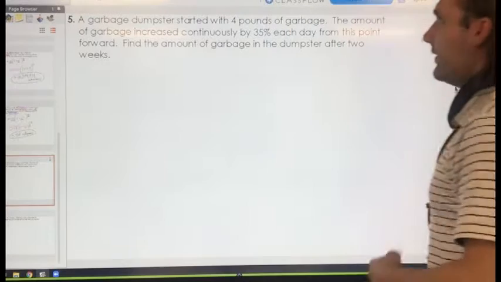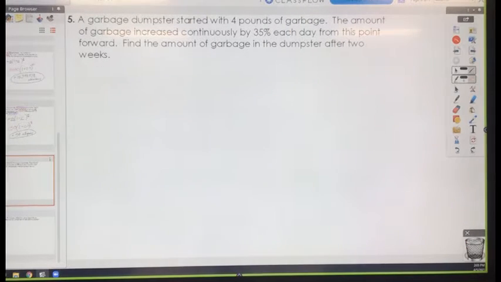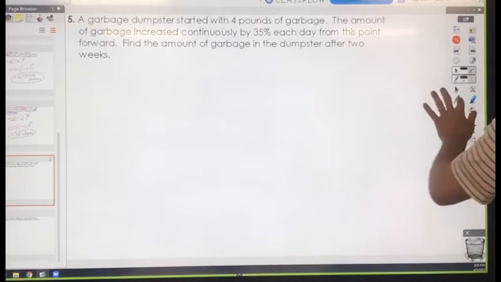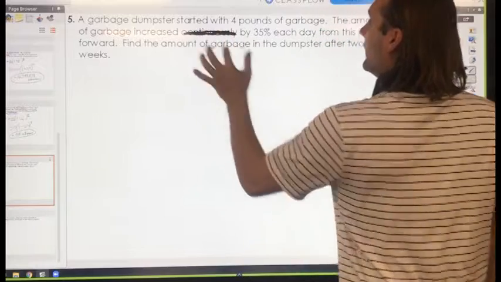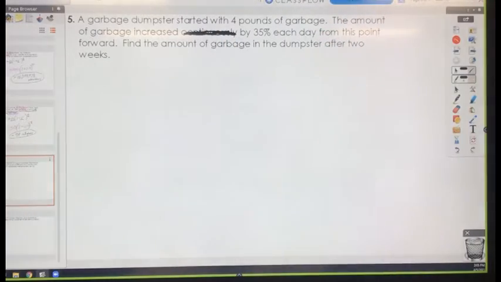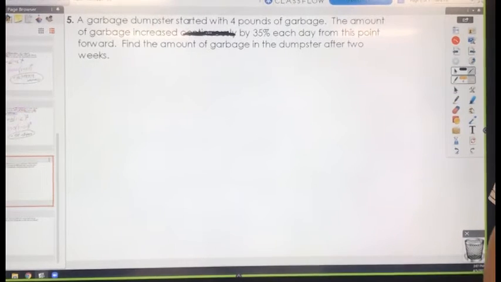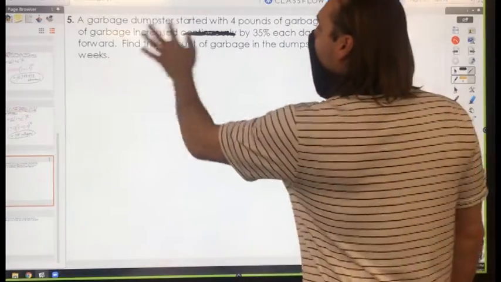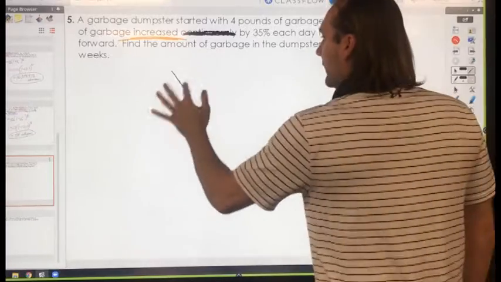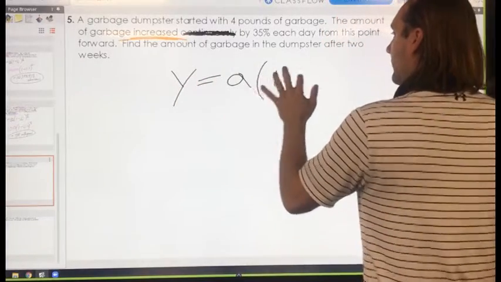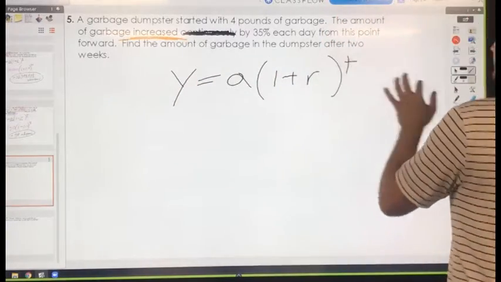Now, let me have you try this one. A garbage dumpster started with 4 pounds of garbage. The amount of garbage increased. I'm going to erase this because we're not going to talk about continuous yet. It increased by 35% each day from this point forward. Find the amount of garbage in the dumpster after 2 weeks. Okay, what's my keyword here to tell me if this is a growth or decay? I am increasing. Yes. So y equals a times 1 plus r to the t.